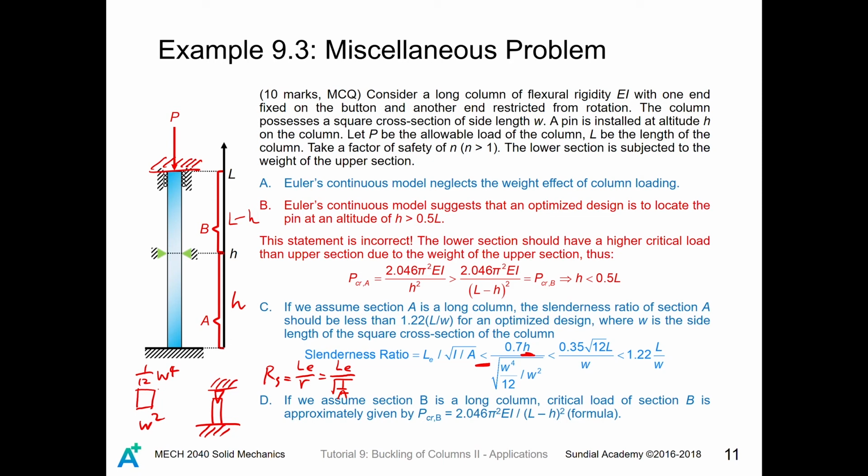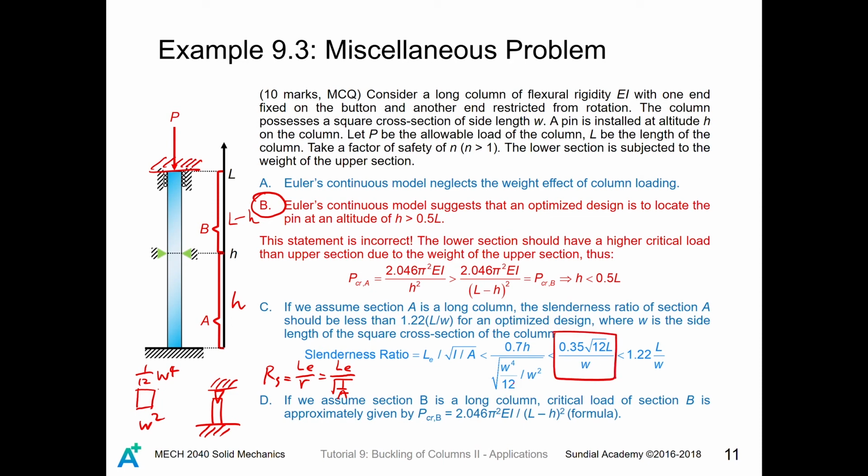But you know that from option B, the explanation, we know that H must be less than 1/2 of L for an optimal design. That is because if H is too high, then section A will be too easy to buckle. Since H is less than 0.5 L, we can convert this to our next step.